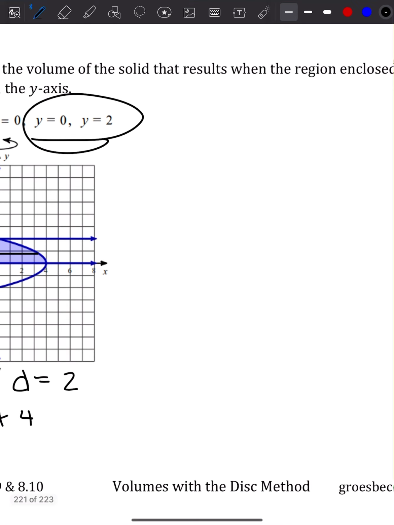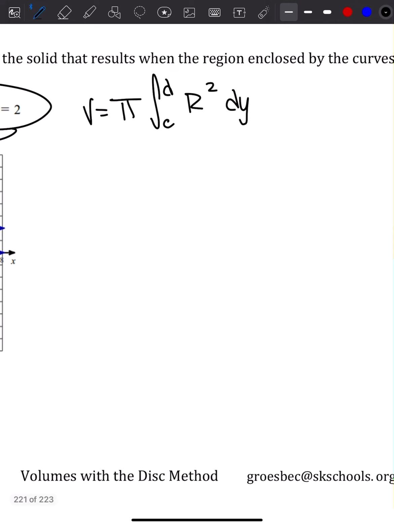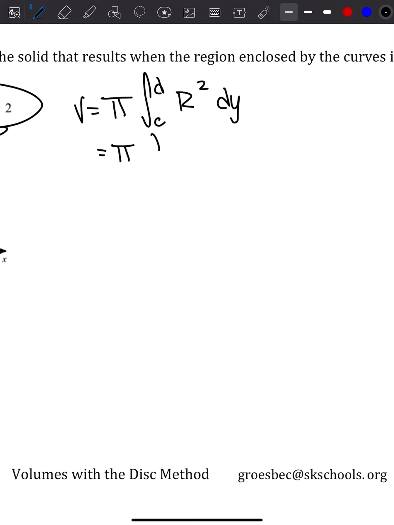Okay, so we have our volume is equal to pi times the integral from c to d of r squared dy. So pi times the integral from 0 to 2 of r, which is negative y squared plus 4, but we need to square that, dy.